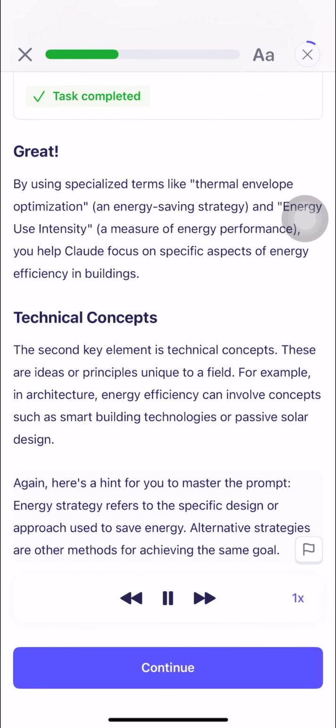Again, here's a hint for you to master the prompt. Energy strategy refers to the specific design or approach used to save energy. Alternative strategies are other methods for achieving the same goal.